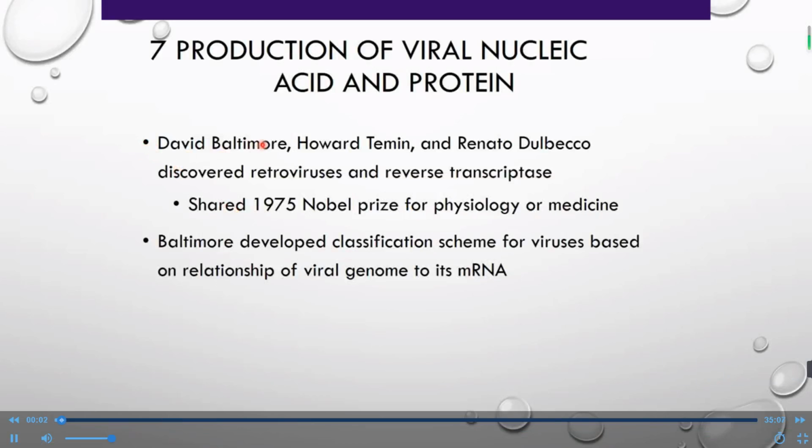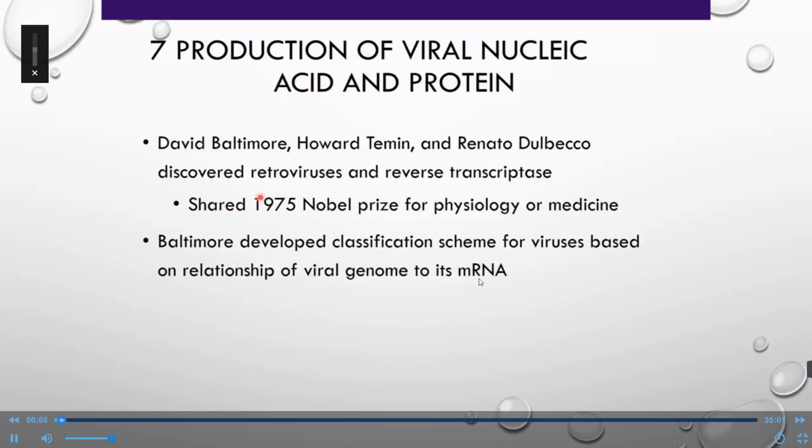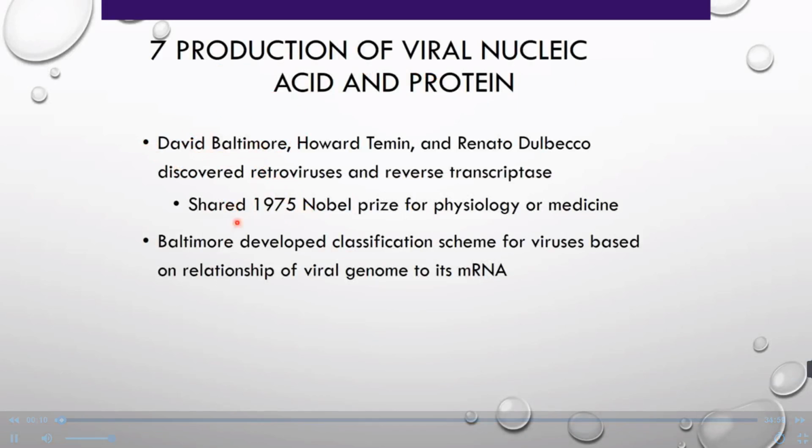Now we're getting into the production of viral nucleic acids and proteins. This is based on the Baltimore classification scheme, which came out just before 1975, and Baltimore's group shared the 1975 Nobel Prize for their development. It's a very elegant classification scheme, and it's based on the relationship of the viral nucleic acids to messenger RNA.